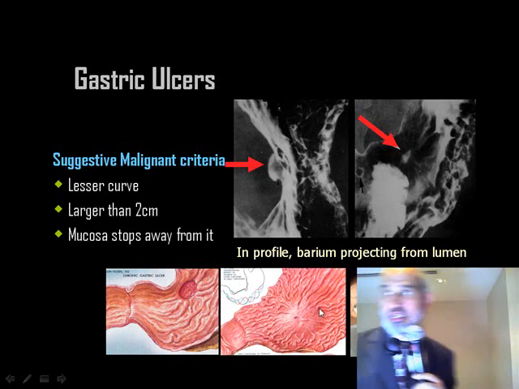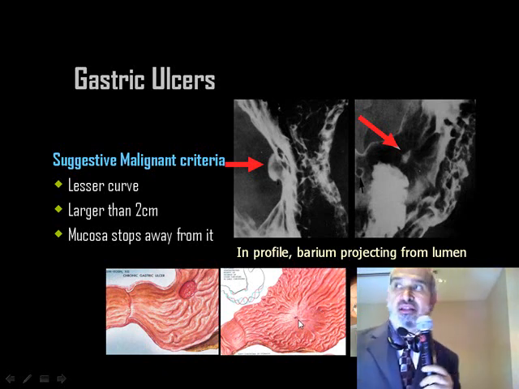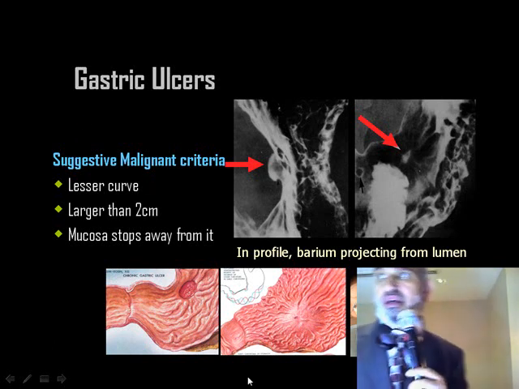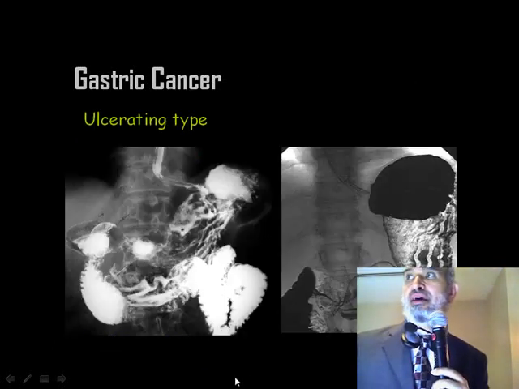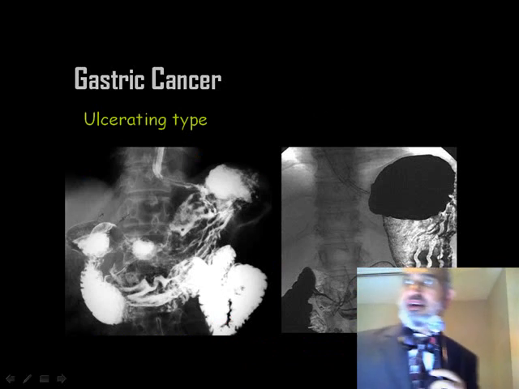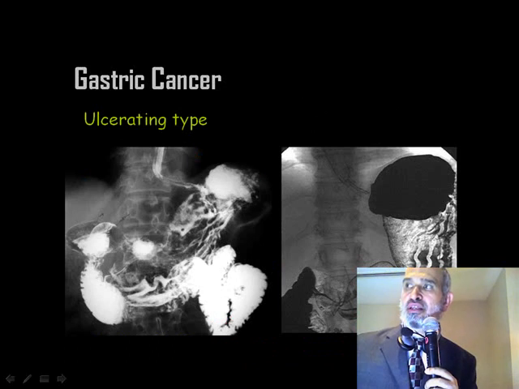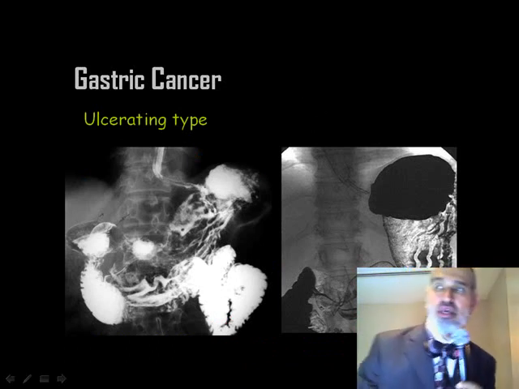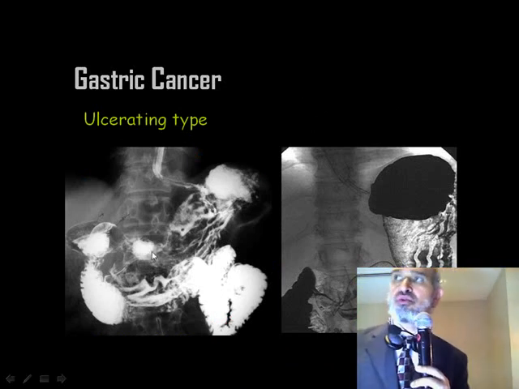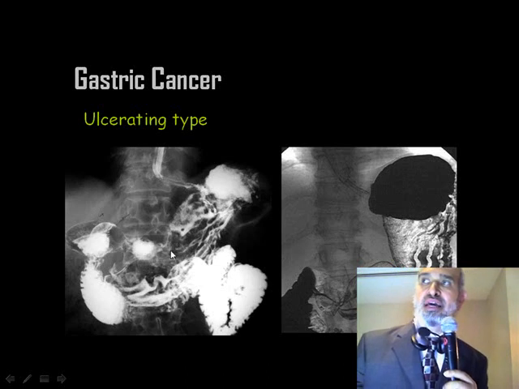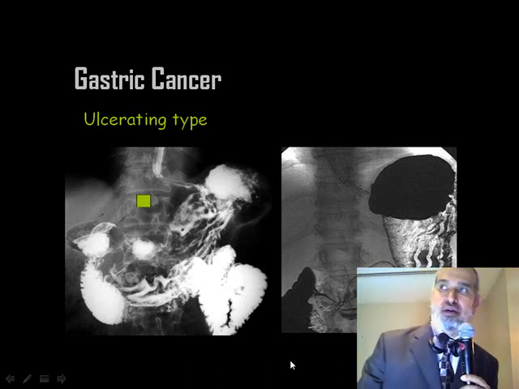Then if the mucosa is away, then you know that this is a malignant ulcer. If the mucosa reaches the edge, then you know that this is a benign ulcer. Then you can say safely this is a big malignant ulcer in the greater curve of the stomach, and you see the mucosa stops away from the edge and the ulcer is bigger than 2 cm in diameter. Also, you can see a lesser curve ulcer which is also malignant, and you see that the mucosa is stopping away from the ulcer edge.